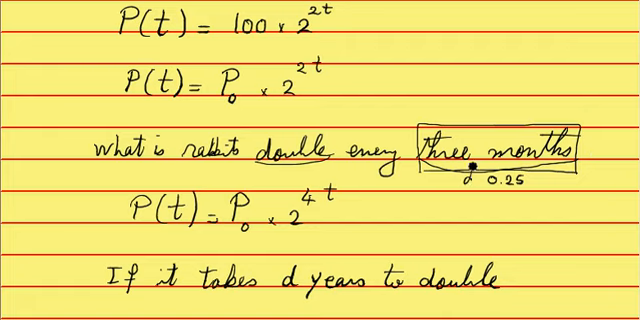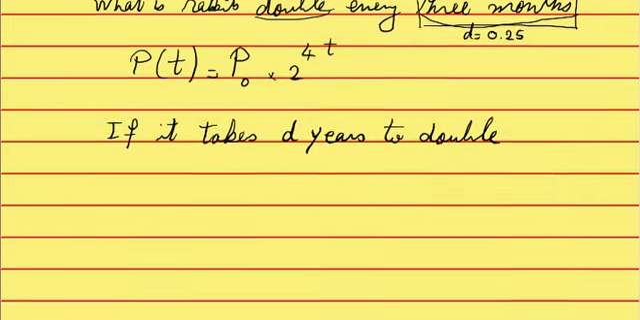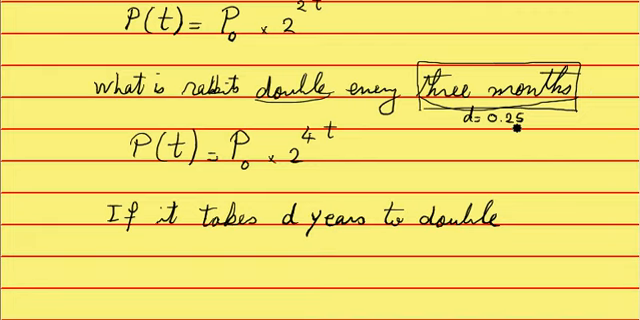Here d was 0.25. So if it takes 0.25 of a year to double, in a whole year we are going to have 4 doubling periods. What about in general? In general, you take the initial population times 2. If you are waiting t years, you want to know in t years how many doubling periods there are. You have to take t and divide it by d.